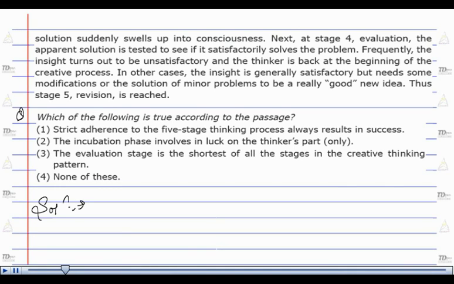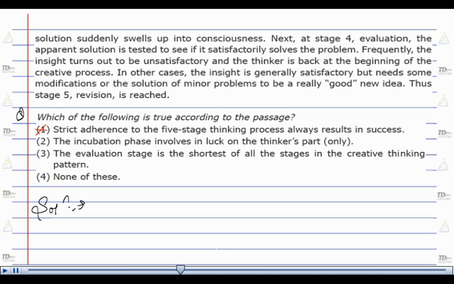Now, in this particular passage, the whole theme is about the 5 stages involved in creative thinking. Option number 1, strict adherence to the 5-stage thinking process always results in success. Now here, it was not a success mantra that was shown by the author. Success could be there or there could be a failure. These were the stages involved in creative thinking. There has been no mention whatsoever to support the theory that it indeed resulted in success every single time. Option number 1 is incorrect.